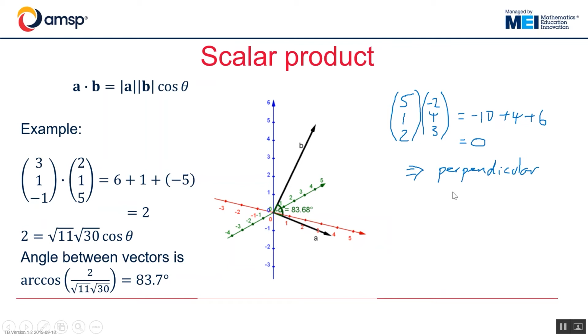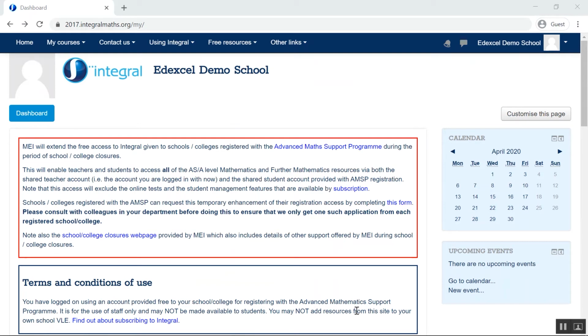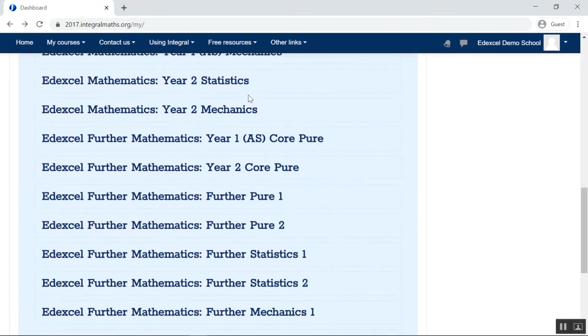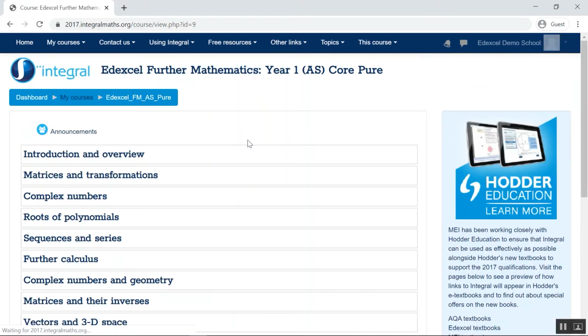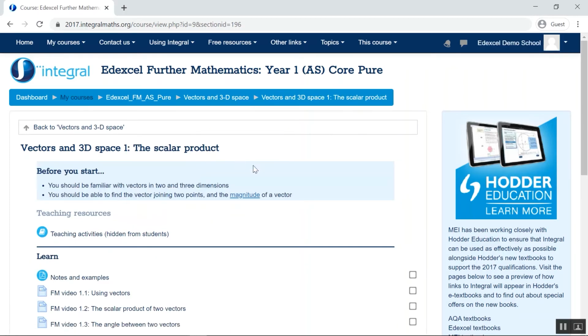So the activity based on this is a matching activity that can be found in the integral resources. I'll briefly show you where that is. So when you log into the integral resources that you get for free for registering with AMSP, if you look in the Year 1 Further Maths resources here and into the vector section, this particular activity is in the scalar product resources, and it's these teaching activities at the top here that we're going to be interested in.